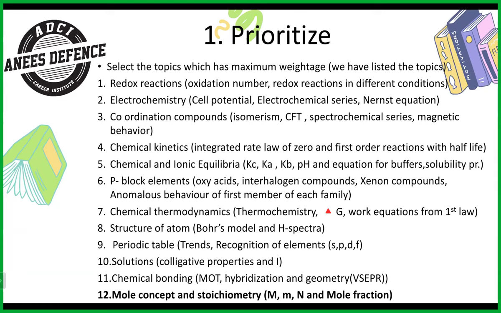Now, in group 13, there is boron. In group 14, there is carbon. In 15, it is nitrogen. In 16, it is oxygen. In 17, it is fluorine. So these first members have somewhat different behavior from the other members of the series. So that can also be highlighted while putting the questions on the paper. So that is what we need to cover in P-block elements.